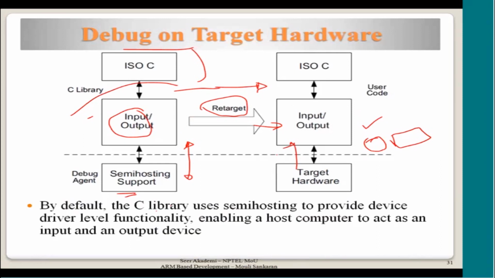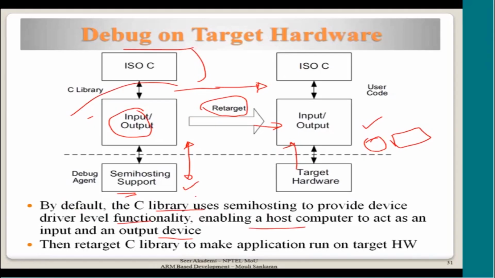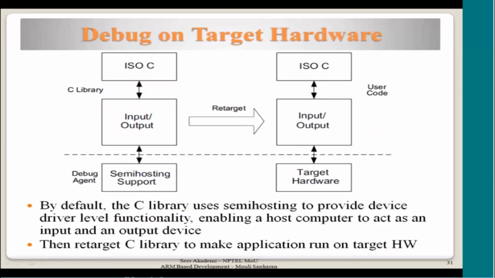By default, the C library uses semi-hosting to provide device driver level functionality, enabling a host computer to act as an input output device. Finally, in target hardware, the target hardware will take care of all the input outputs. So that has to be done. It is not that whatever you debug here, the same image will run on the hardware. There will be some changes. I have told you the possible changes and the initializations to be done, so you will understand that you can't just download it on the hardware and expect it to run. You have to do a lot of work before that.